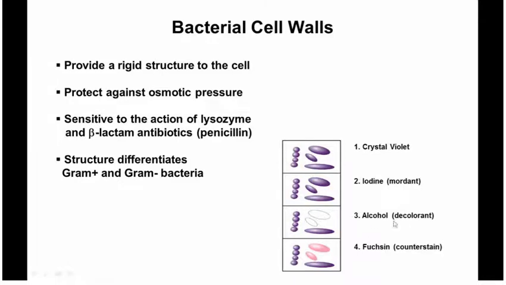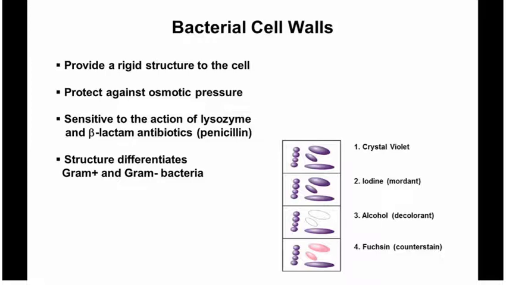Third step is treatment with alcohol. So this is what is going to distinguish the gram-positives from the gram-negatives. An alcohol wash will remove all the stain from gram-negative cells, whereas gram-positives will retain the stain. Now at this point, gram-positives are visible, gram-negatives are invisible. So to see these cells, you have to counterstain with something else, which is fuchsin, which will give a nice pink color.